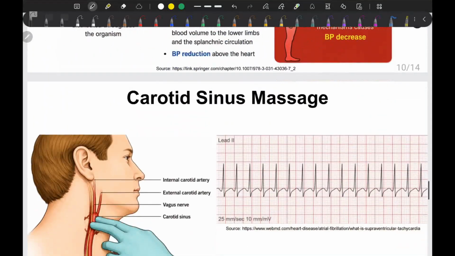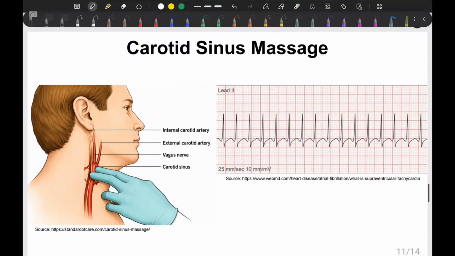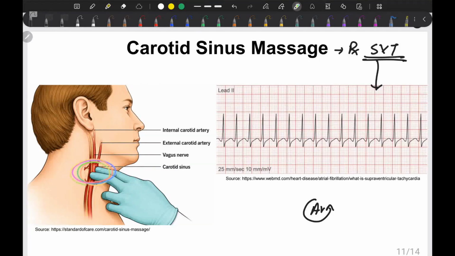Second is carotid sinus massage. Carotid sinus massage is basically helpful in treating supraventricular tachycardia, shown in this ECG lead. In supraventricular tachycardia, we have one special variety known as the reentrant variety. In the reentrant variety, in the AV node, there will be a reentrant phenomenon. So what will carotid sinus massage do? Whenever you massage this carotid sinus externally, what will happen?